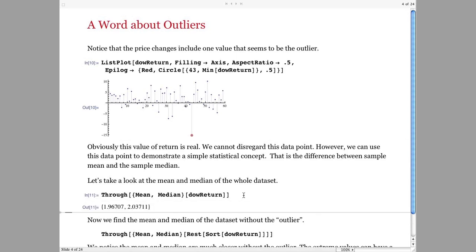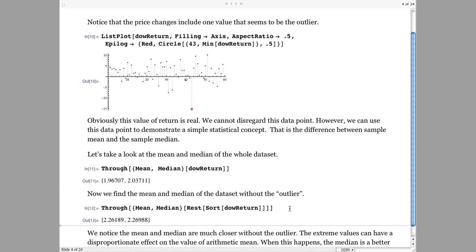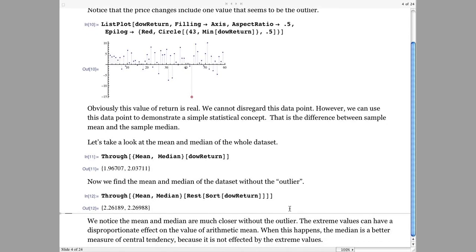Let's ask for the mean and median of the Dow return. And we find the mean and median without the outlier. Notice the mean and median are much closer now, without the outlier. Therefore, the median is a better measure of central tendency because it is not affected by extreme values.